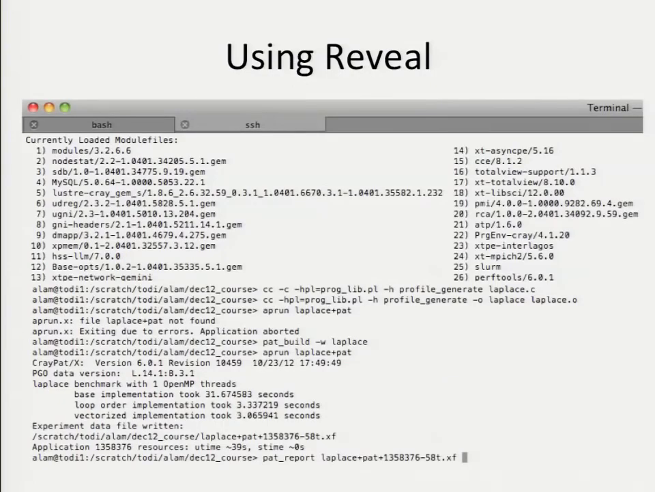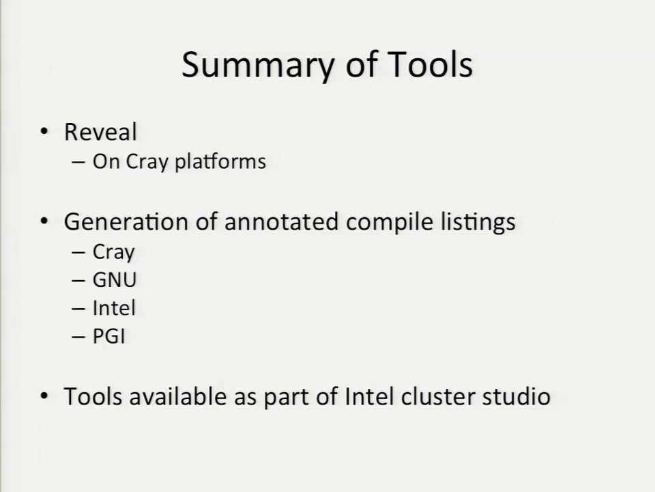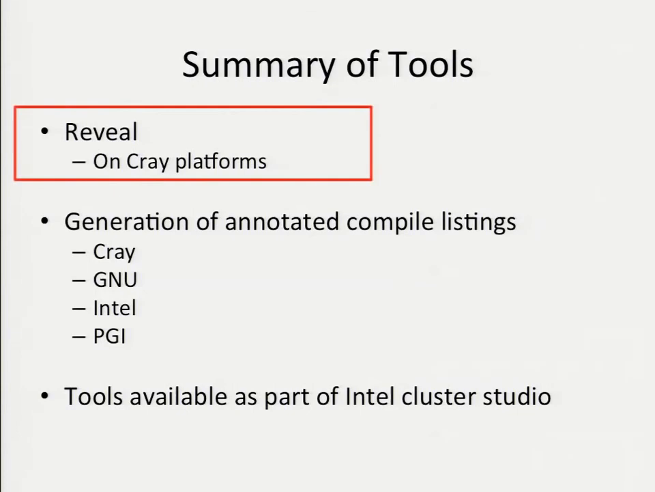So it's rather easy to use. You have been on Todi and Rosa. Essentially you need a few things. You need to have the Cray environment, of course. You learned about the second part, the generation of annotated compiler listings, Intel and GNU at least, but you can also do the same for Cray and PGI. But most importantly, I will talk about Reveal.